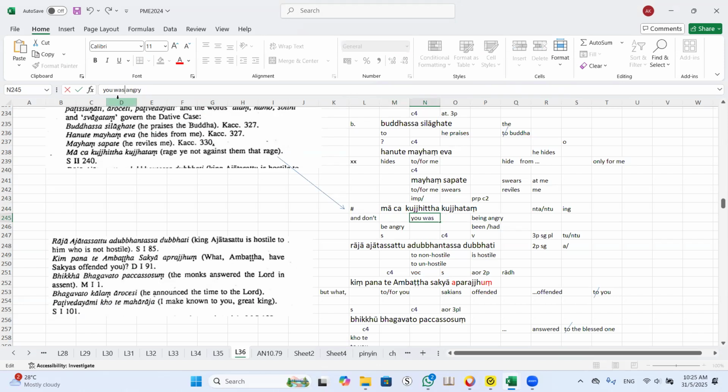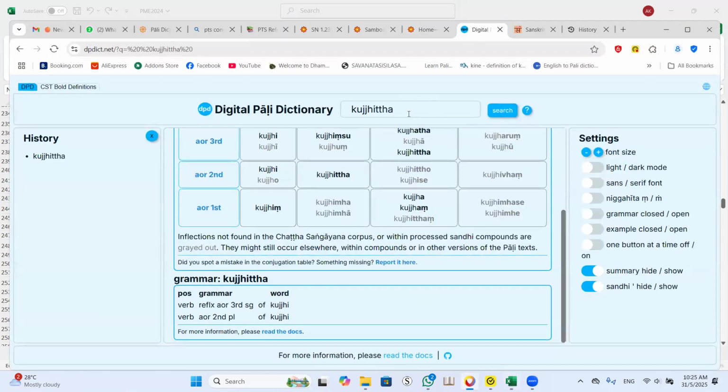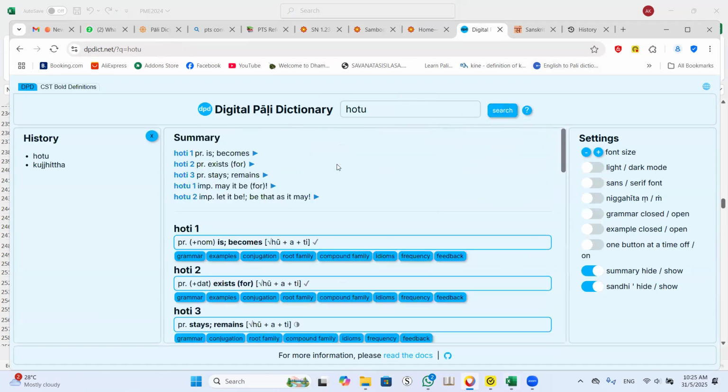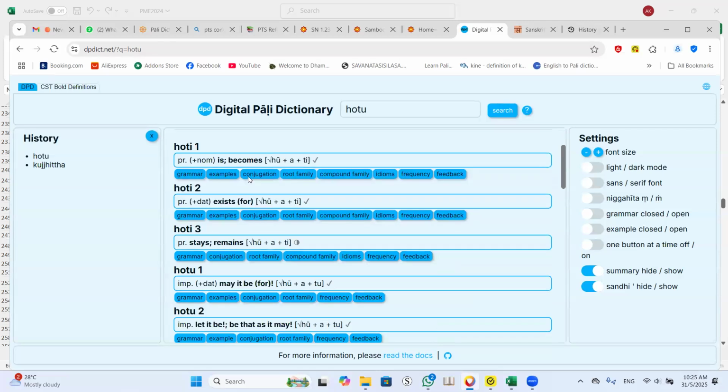Angry. Okay, now I'm going to do something to show you again. You were angry, Brother Alfred. Okay, just let's say, I'll correct it later. I just show you something. So I take the conjugation.